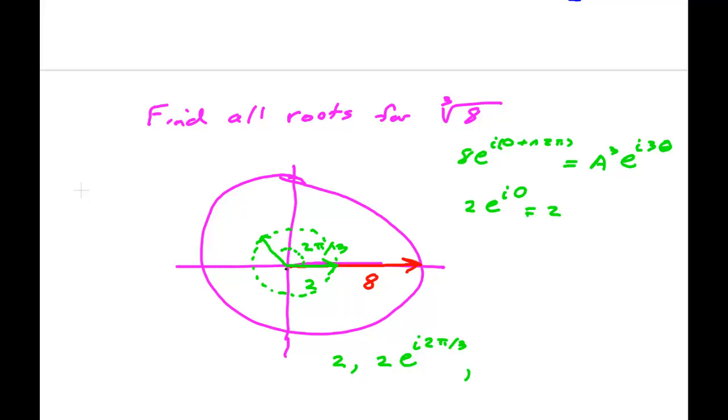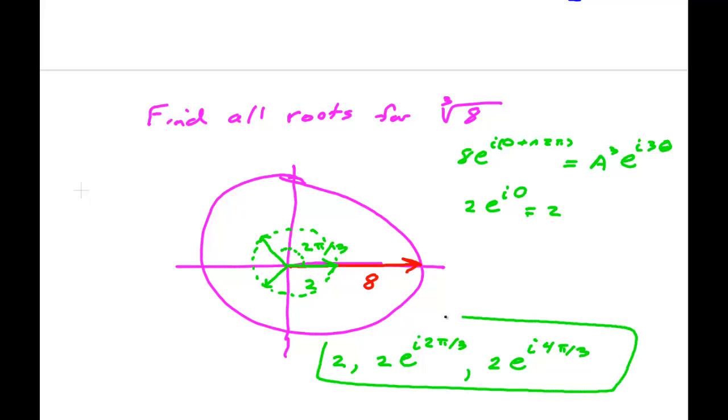And the last root is 2e to the I 4 pi over 3. 3 roots, 2 of them complex, 1 of them real. All I did was realize that the circle dropped down to a length of 2, and then the pi had to be chopped into 3 parts.